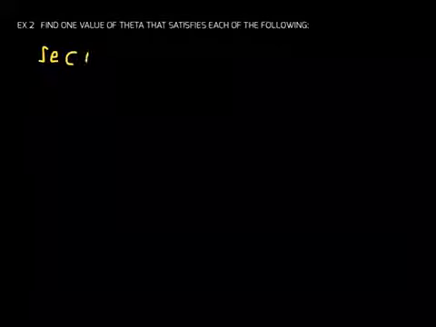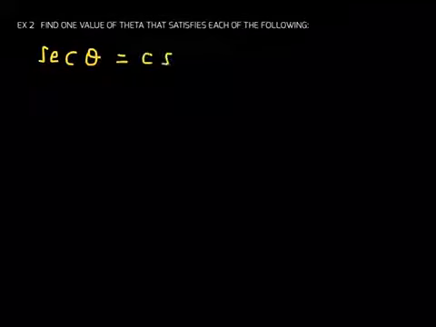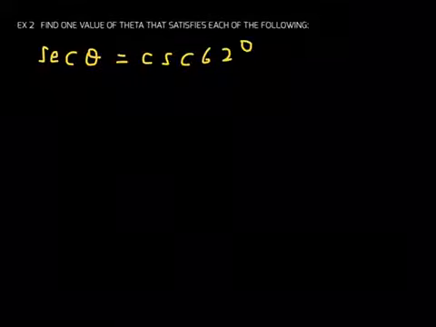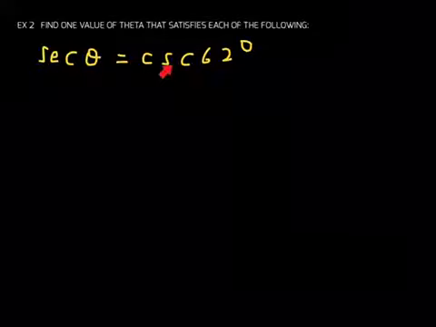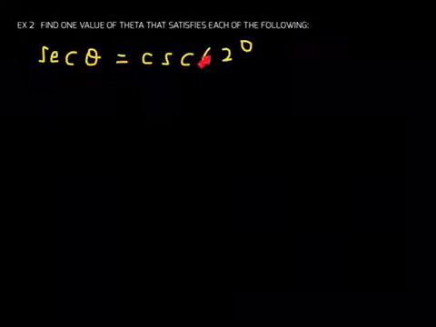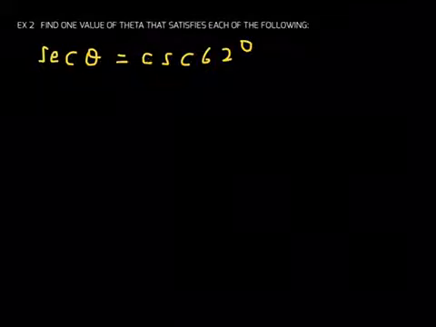Cool. Okay, guys, example number 2, find one value of theta that satisfies each of the following. All right, here's the first example they want you to consider. Secant of some value theta is actually equivalent to cosecant of 62 degrees. All right, cool. What I want you to remember is that secant and cosecant are cofunctions. And so what we know from earlier studies is that cofunction values of complementary angles are equal. I'll say that again. Cofunction values of complementary angles are equal.